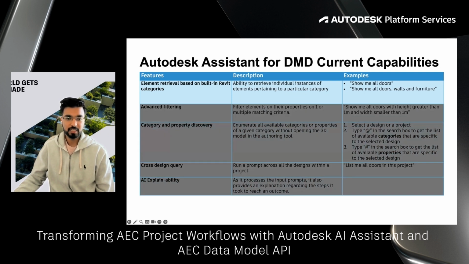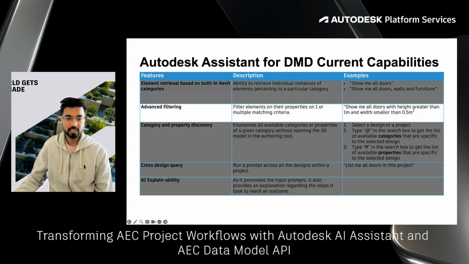The first functionality is the ability to retrieve individual instances of elements of a particular category from your Revit design. For example, you can execute queries such as show me all the doors or a more complex one like show me all the doors, walls, and furniture. The DMD plugin is not limited to the category-based queries. It supports advanced filtering, enabling you to perform multiple matching criteria queries like show me all doors with height greater than 1 meter and width smaller than 0.5 meter.